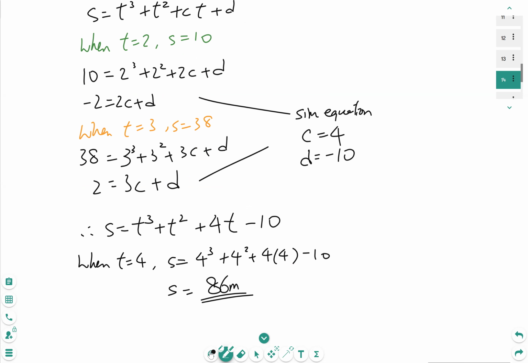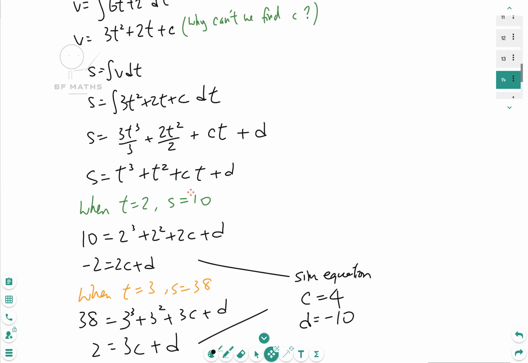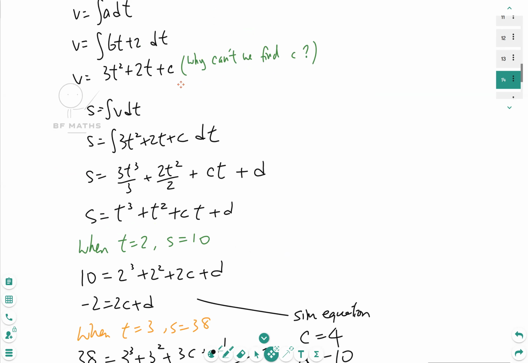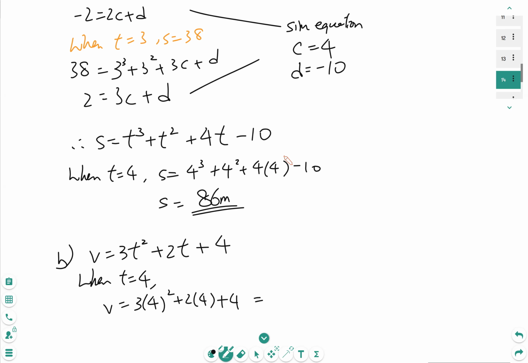All right. So part B. Find the velocity when t equals 4. To find the velocity, you need a velocity equation formula, which is what we've got in here: v equals 3t squared plus 2t plus c. So v equals 3t squared plus 2t, now plus c, which is now plus 4. When t equals 4, so v, not s, v equals 3 times 4 squared plus 2 times 4 plus 4. 4 times 4 is 16, and so on, 60 meters per second. If you can't do it in 2 seconds, your mental maths is too bad.